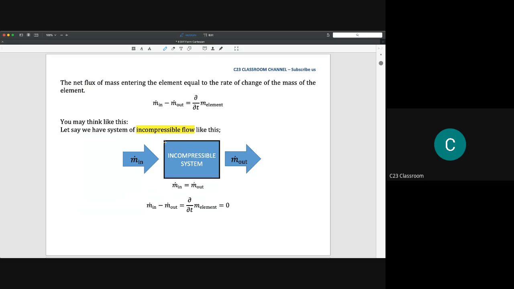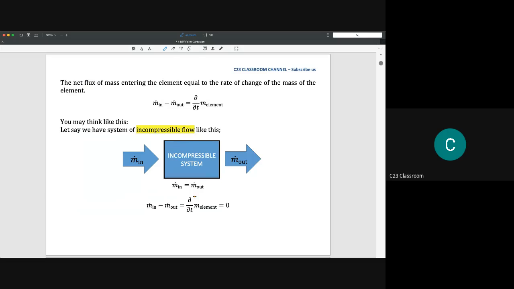Because it is incompressible, it cannot be compressed. So everything that goes in must equal everything that goes out. In a very simple situation, we can write that mass inlet must be equal to mass outlet. So this is the basic idea. For example, if you have one system filled with water, and you give 1 liter, for sure you will need to take out 1 liter from the outlet. If not, the system will burst, I mean, will fail.